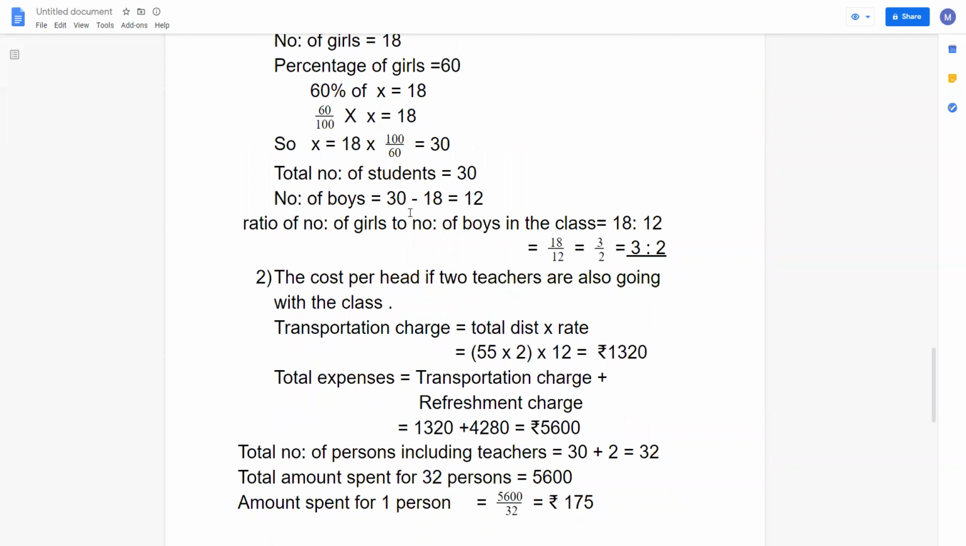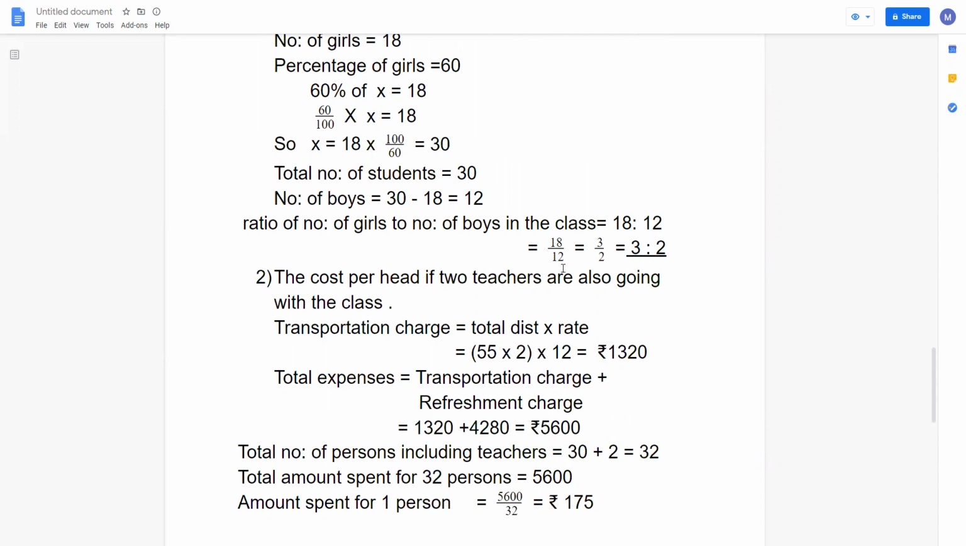And we know that number of girls is 18. So number of boys equal to 30 minus 18 equal to 12. So 12 boys are there and 18 girls are there. Now we got the number of boys and girls. Then we can calculate ratio of number of girls to number of boys in the class. So ratio of number of girls to number of boys in the class equal to, first girls number, 18 is to, then boys number, 12.